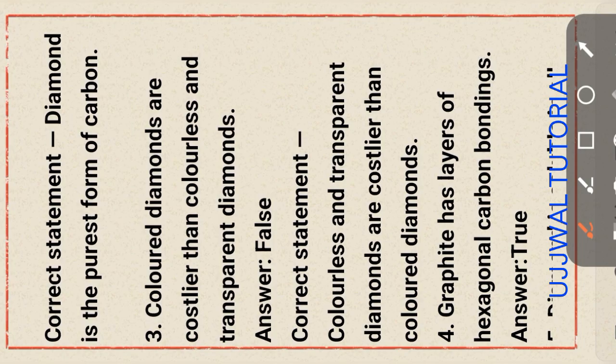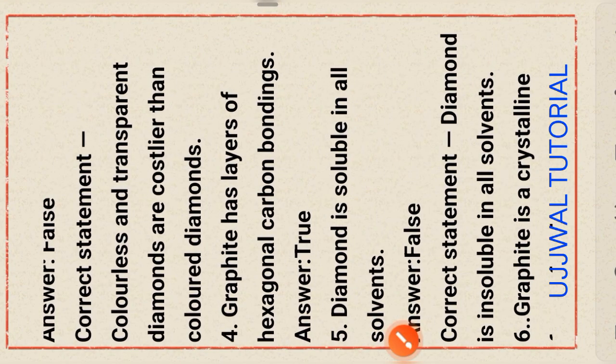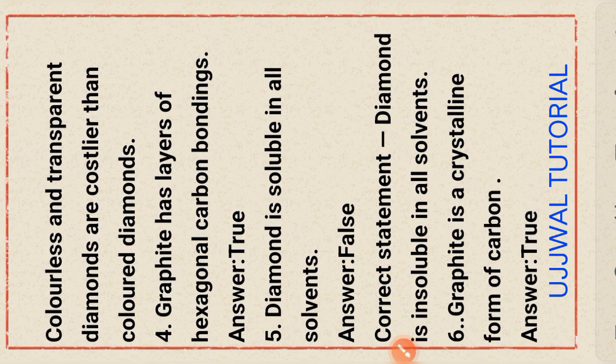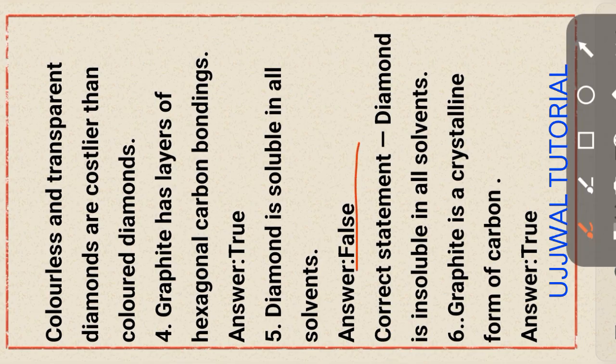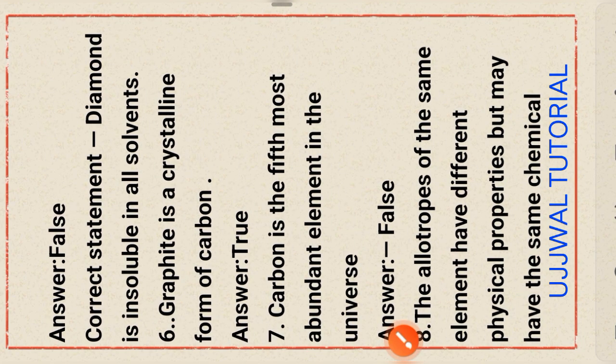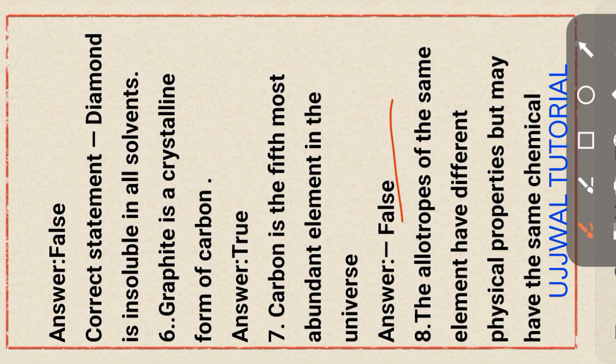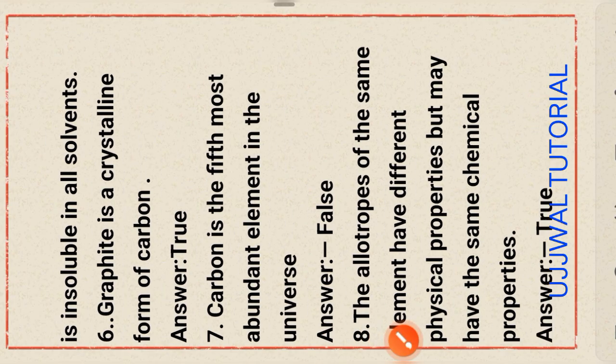Next, question number 5. Graphite has layers of hexagonal carbon bonding. Okay, this statement is true. Next, diamond is soluble in all solvents. False. Diamond is insoluble in all solvents. Graphite is a crystalline form of carbon. This statement is true. Carbon is the fifth most abundant element in the universe. This statement is false. Allotropes of the same element have different physical properties, but many have the same chemical properties.